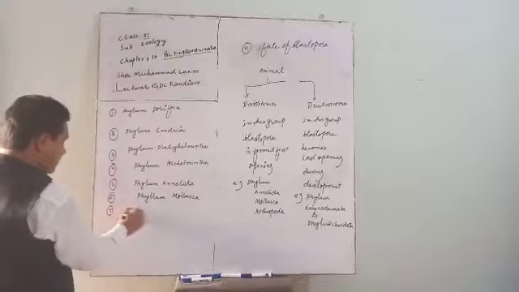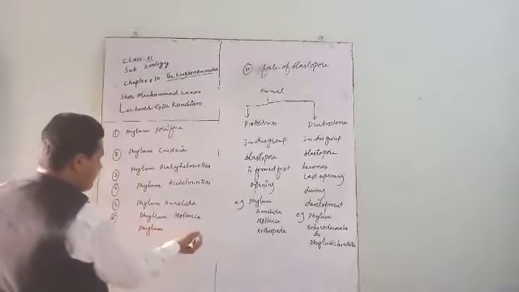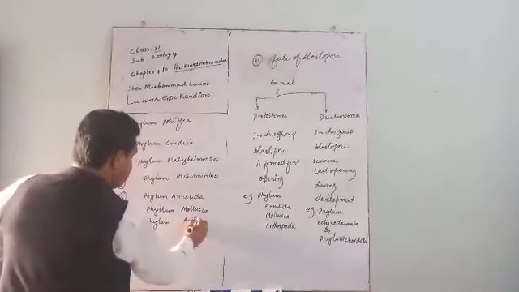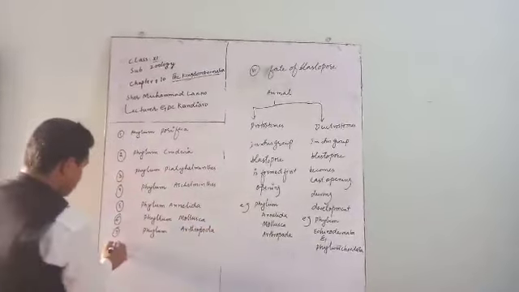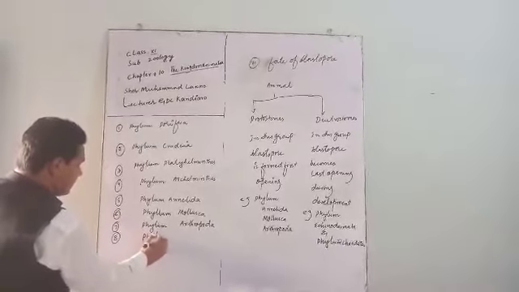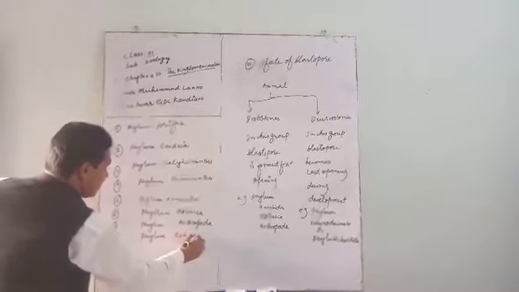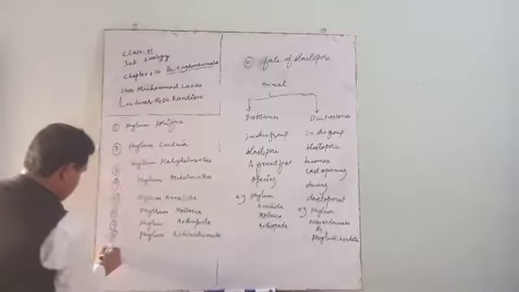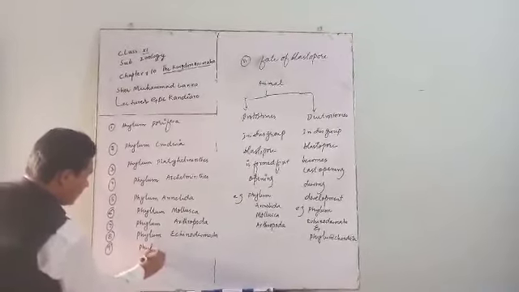Number 7, phylum Arthropoda. These are also called jointed legs. Number 8, phylum Echinodermata. And number 9 is phylum Chordata.